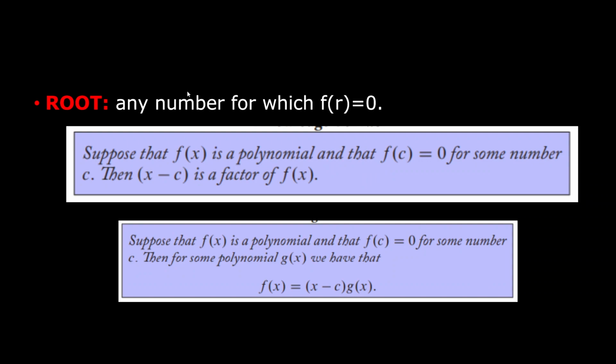We also have another terminology, which is root. This is any number r for which the function of r is equal to 0. Suppose that f of x is a polynomial and that f of c is equal to 0 for some number c, then x minus c is a factor of f of x. Then for some polynomial g of x, we have that f of x is equal to x minus c, a factor, times another function g of x. So those are the principles we need to remember.